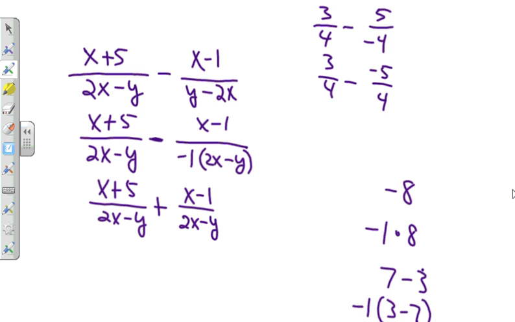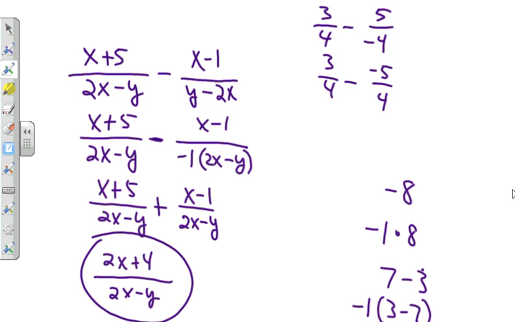Now I got the same denominator, so just put all your numerators together. 2x plus 4 over 2x minus y. Please don't cancel out the 2x, it's not a factor, right?